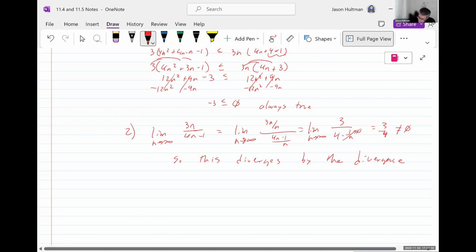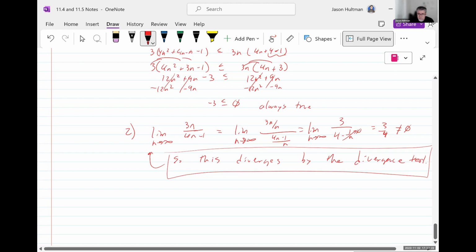By the divergence test, the series diverges. The divergence test is kind of snuck into the alternating series test. It says, if it goes to 0 and it alternates, and all the terms are decreasing, then it converges. But if we get something that doesn't equal 0, then that is the divergence test, and it diverges.